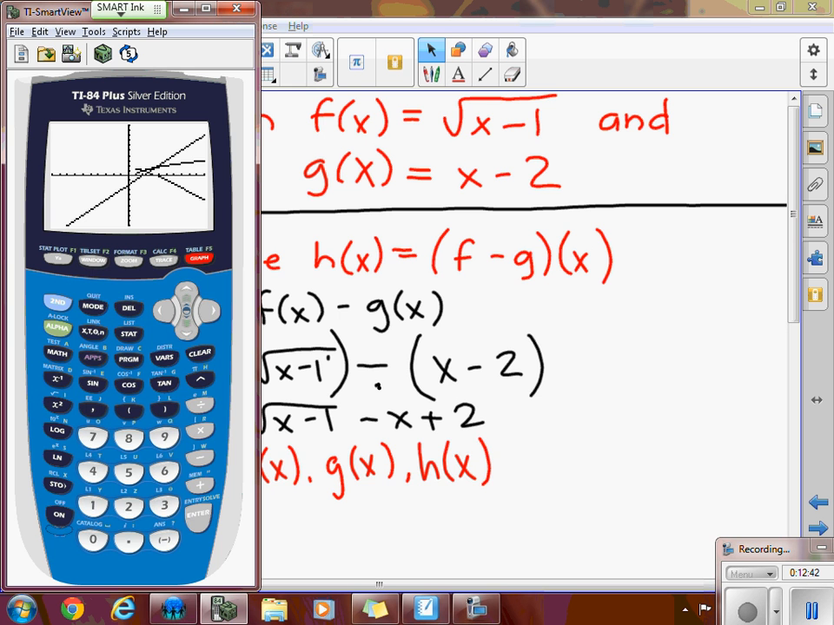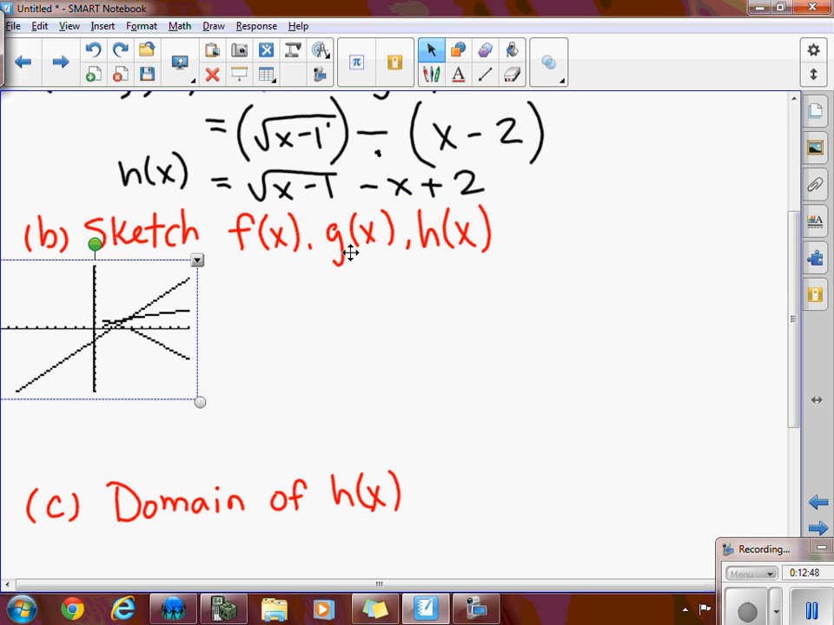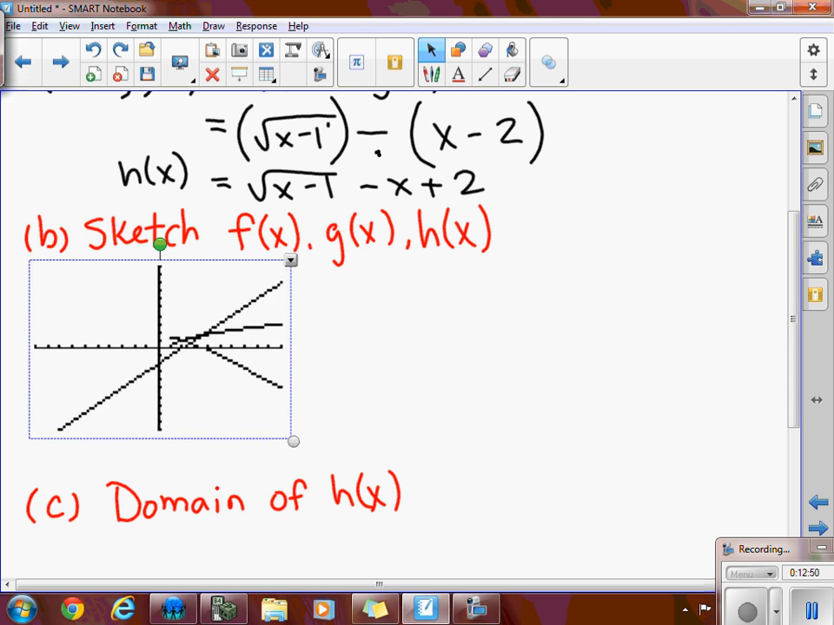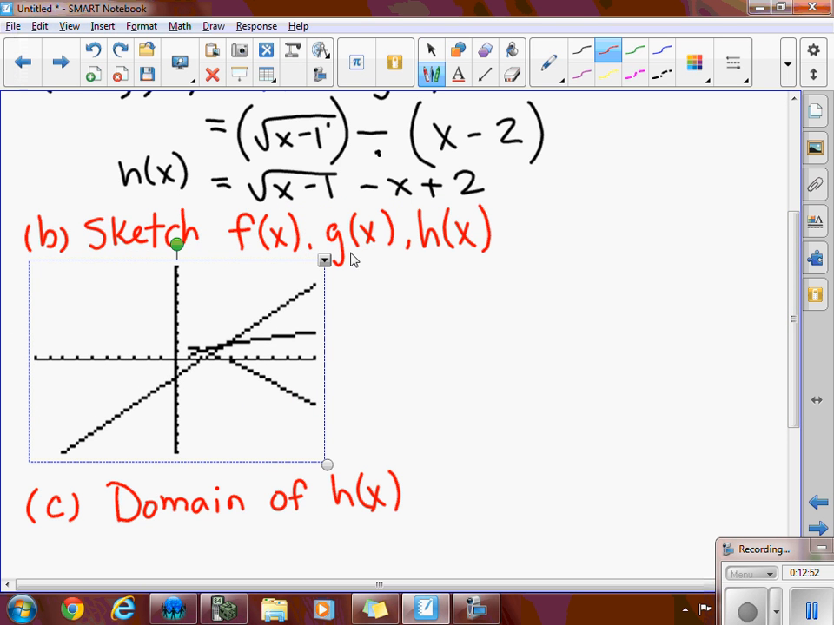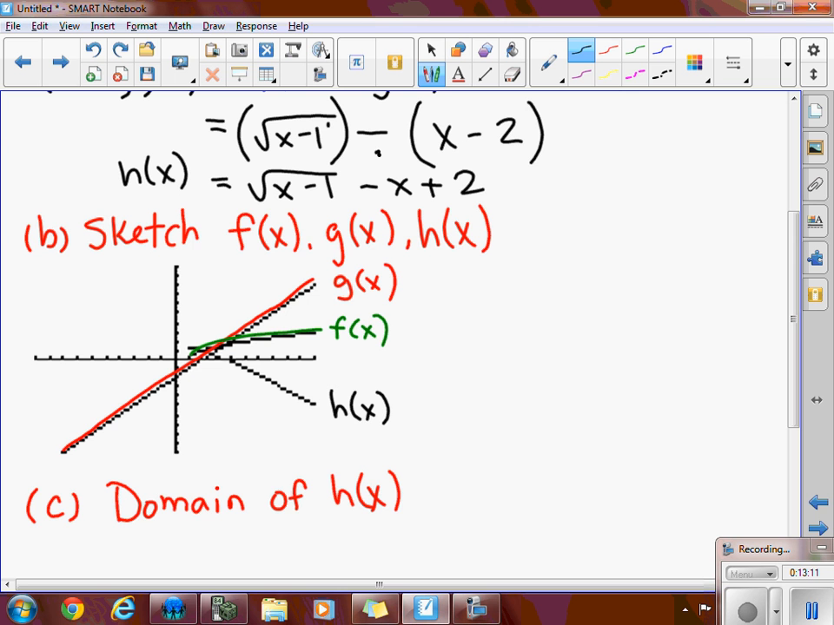Okay, so we're going to put these into our notes, because that is the next question, to sketch these. And I'll just use the same sort of color. This straight line was, I think, the g of x, x plus 2. There's f of x. And that black one is h of x.